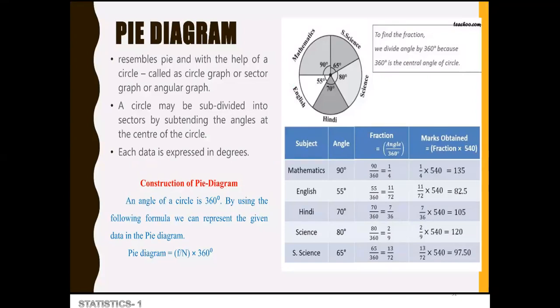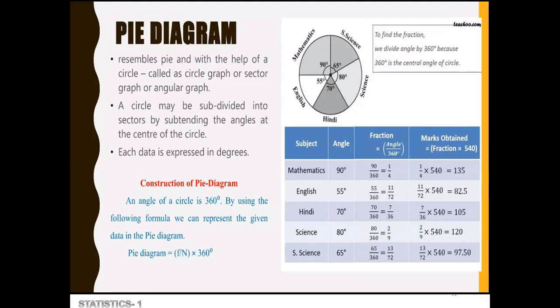Now, how do we convert that into degrees? We have to use this particular pie diagram formula, F divided by N into 360 degrees. Now, what is the proportion of that particular value in the overall value? That value is multiplied by 360 degrees. It gives the exact measurement of the sector of the pie. So that is how you have to do it here.